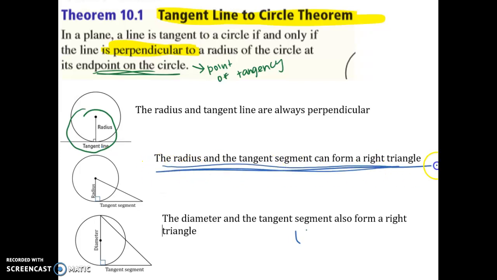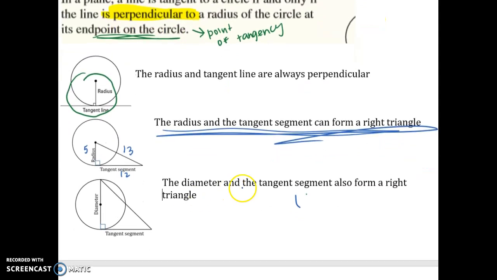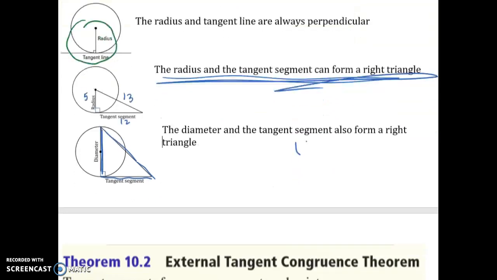The radius and the tangent segment can make a right triangle. So for example, the radius of the circle could be 5, and that tangent segment could be 12, and this segment over here could be 13, or a lot of other combinations. We also know that the diameter and the tangent segment will form a right triangle as well. So here's the diameter and the tangent segment in this line right here. This is going to pop up on your assignment for sure.